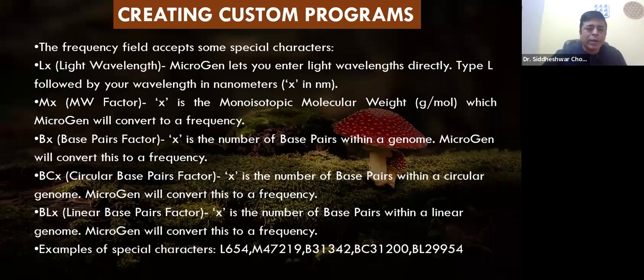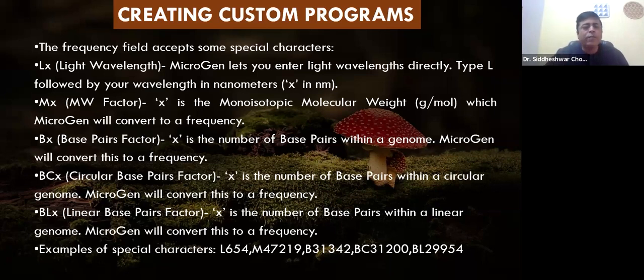So you can convert wavelength to frequency, and you don't need to calculate it mathematically on your own. HeaWea does it smartly for you, right? So you can add a prefix before the number. So capital L X is the example here, where X is the wavelength in nanometers, right?